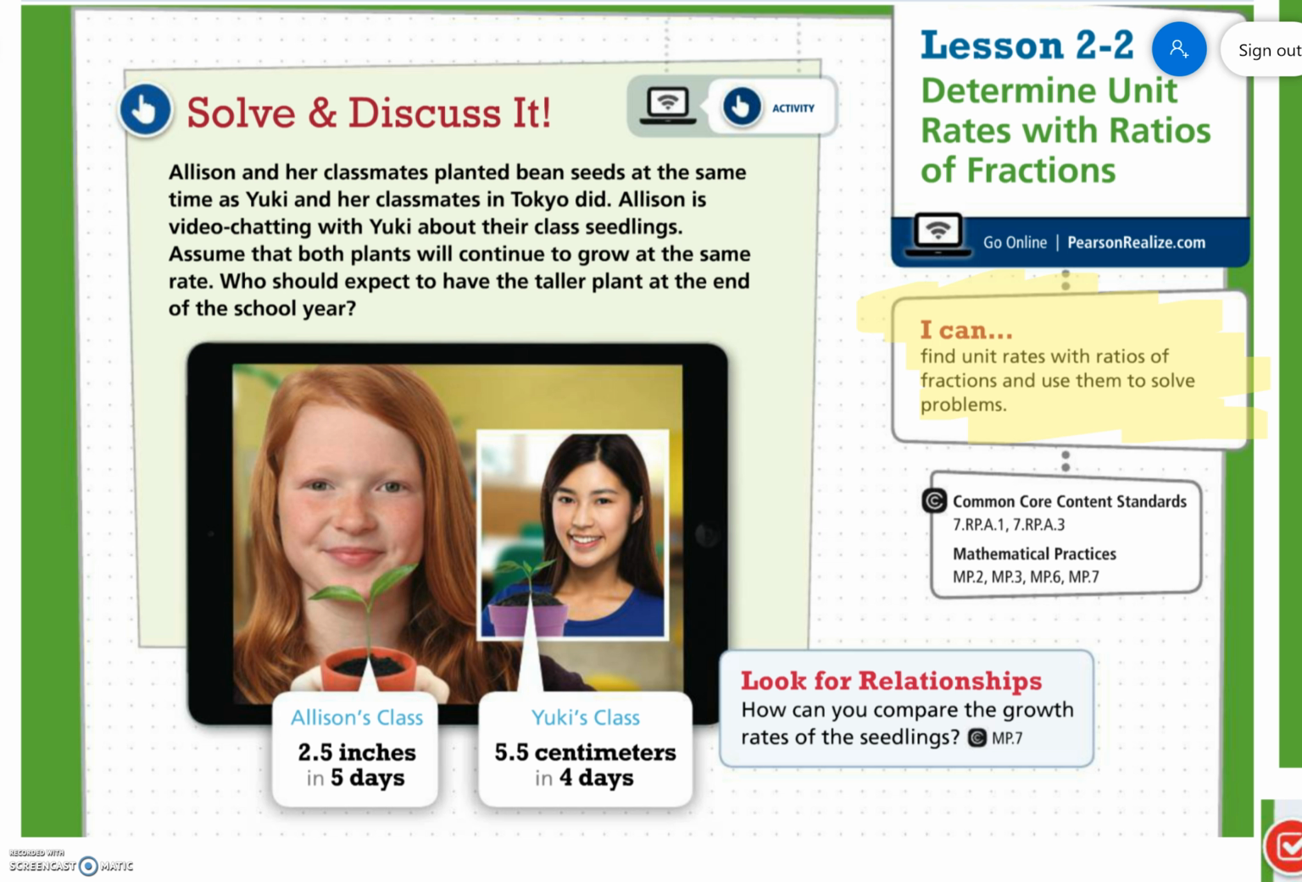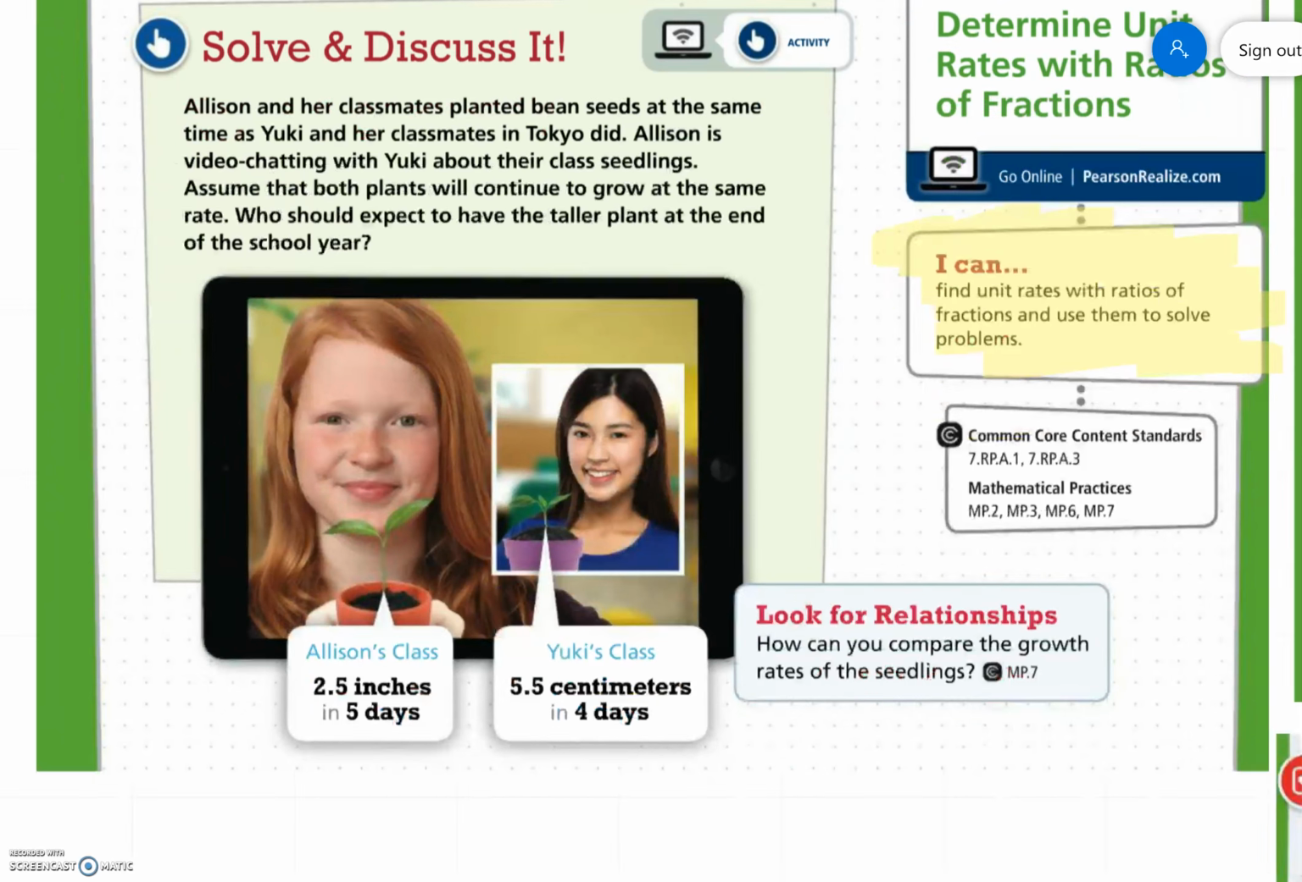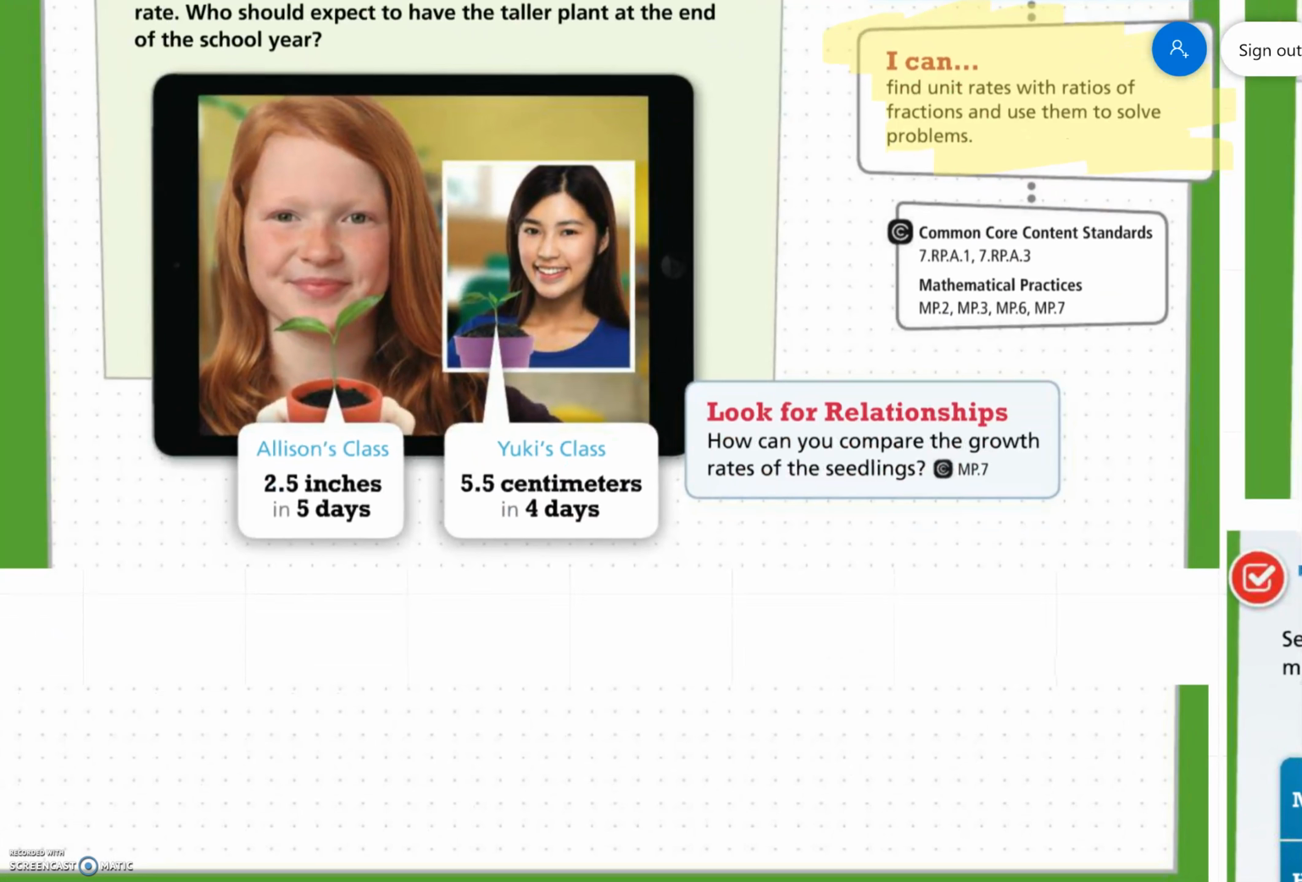Solve and discuss it. Allison and her classmates planted bean seeds at the same time as Yuki and her classmates in Tokyo did. Allison is video chatting with Yuki about their class seedlings. Assume that both plants will continue to grow at the same rate. Who should you expect to have the taller plant at the end of the school year?